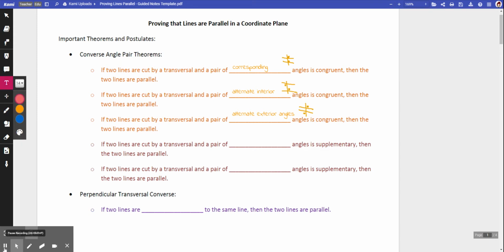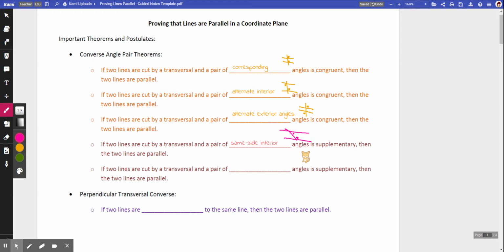Our supplementary angle pairs are same side interior, which are between the parallel lines but on the same side of the transversal, and same side exterior, which are outside of the parallel lines but on the same side of the transversal. So corresponding is kind of your tricky one because they are on the same side of the transversal, but because they're also on the same side of each parallel line, it's the same position, they end up being congruent instead of supplementary.